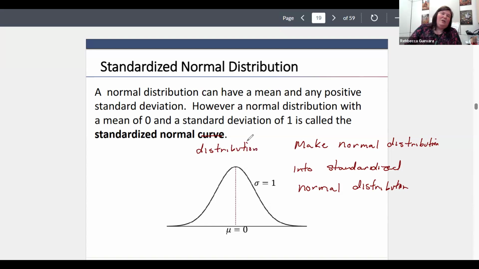So we tend to use curve and distribution interchangeably. You'll see that as we go through this. So we're going to talk about how I can make any kind of normal distribution look like a standardized normal distribution, meaning I can make it have a mean of 0 and a standard deviation of 1. And the way to do that is we use z-scores.